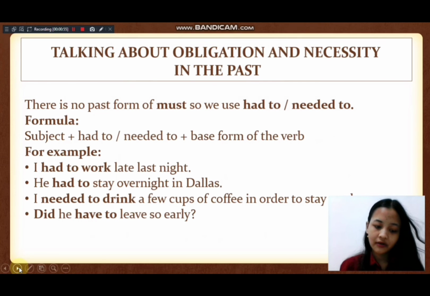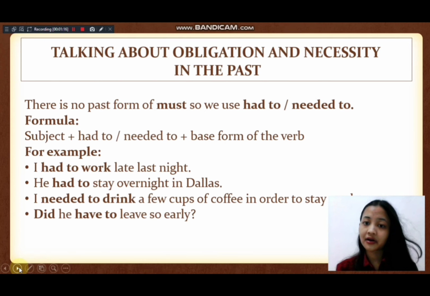Alright, we have discussed obligation and necessity in the present. Now I will explain obligation and necessity in the past. Because there is no past form of must, we use had to or needed to. The formula is subject plus had to or needed to plus the base form of the verb.